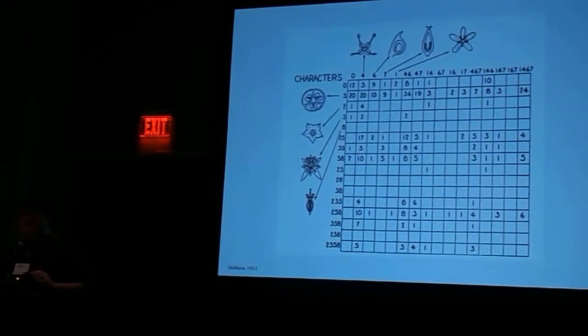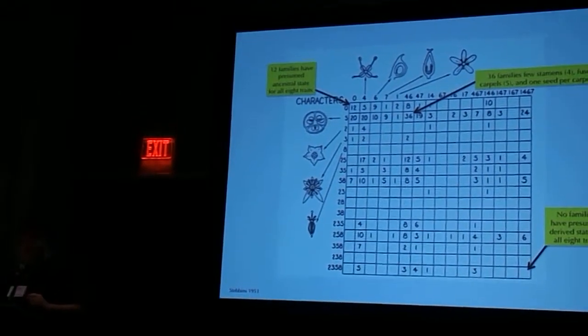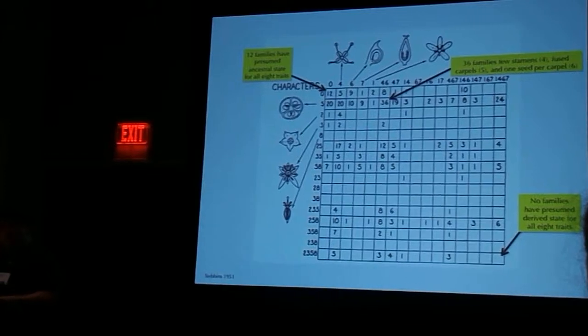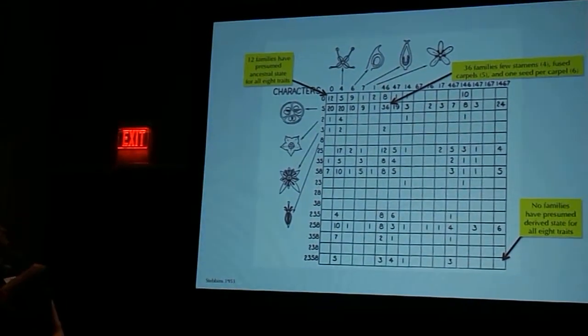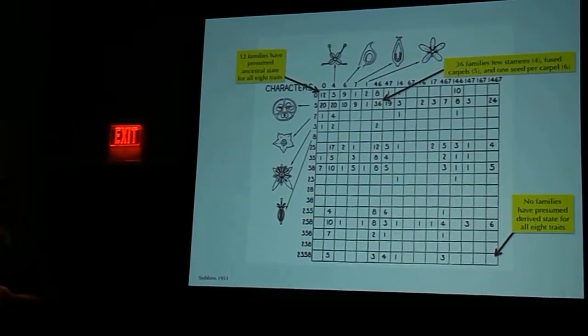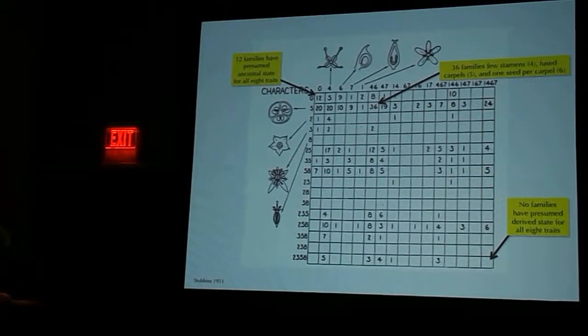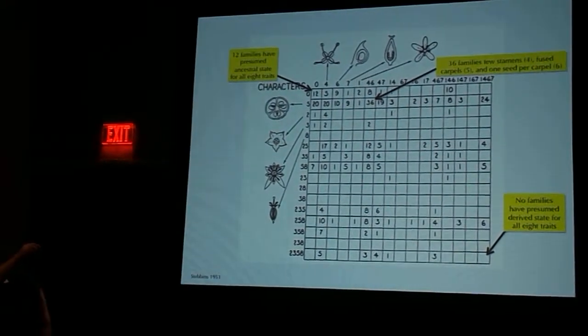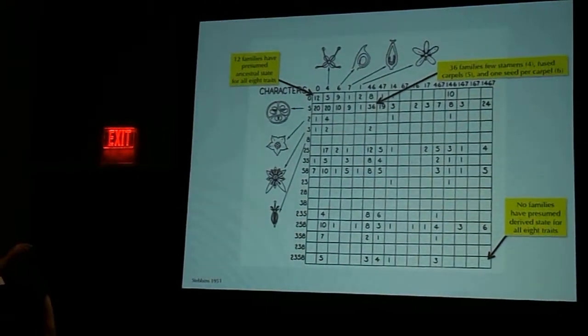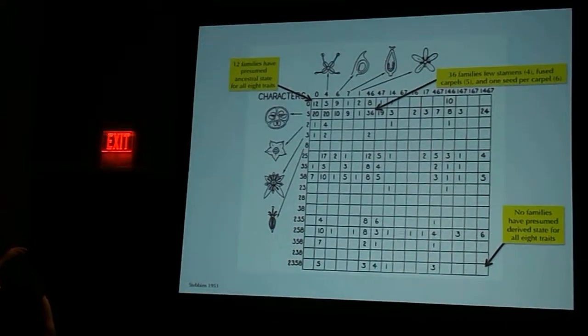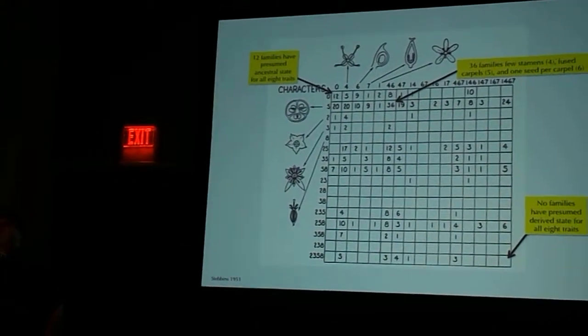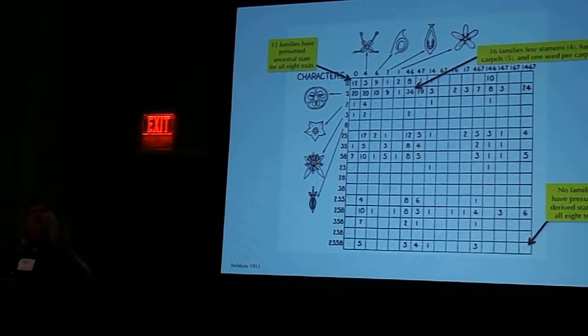Look at this. Right? So to unpack this a little bit, that first upper left-hand corner there says 12 families have the presumed ancestral state for all traits. Okay. Down here, no families have the presumed derived trait for all 8 traits. And 36 have few stamens as a derived trait, few carpels, and 1 single carpel. Okay. So he looked at this and did some analyses and said, you know, plants are clumped.